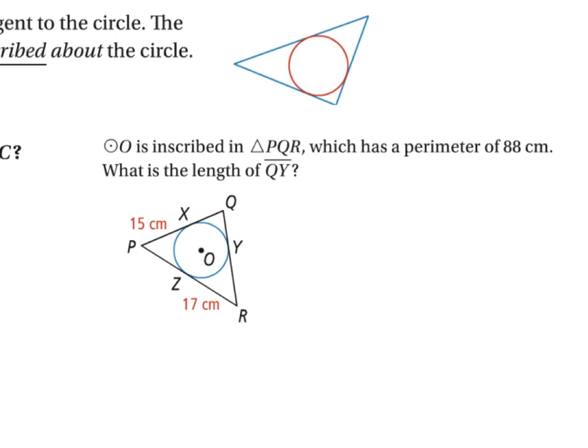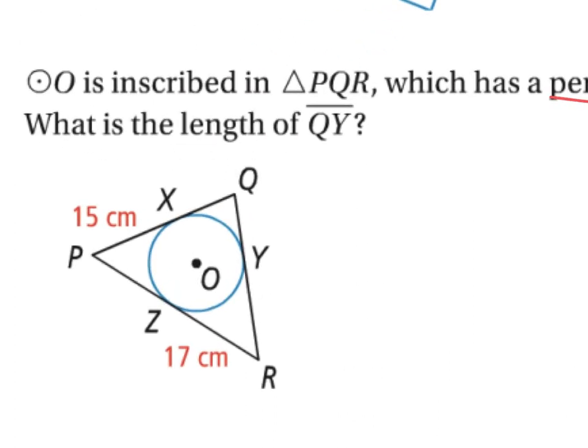Circle O is inscribed in triangle PQR, which has a perimeter, they're telling you what the perimeter is, 88 centimeters. What is the length of QY? So QY is what we're trying to find. Okay, let's talk about our different things. What would XQ be? Well, that would also be X, right? We don't know. That's the missing value. Okay, so XP is 15. So what would PZ be? Also 15. And then ZR is 17, so YR is also 17.